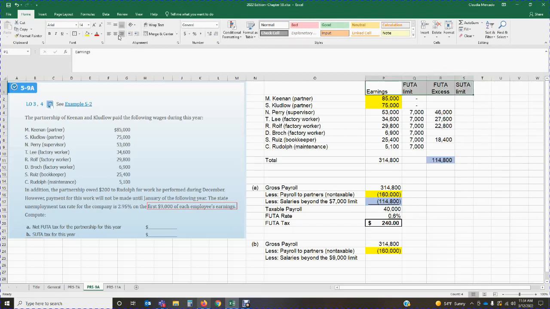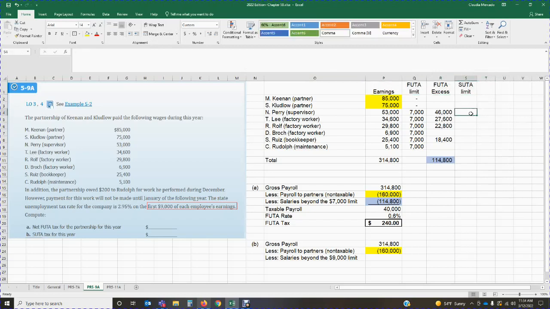Let me center this. So my SUTA limit is going to be 9,000.